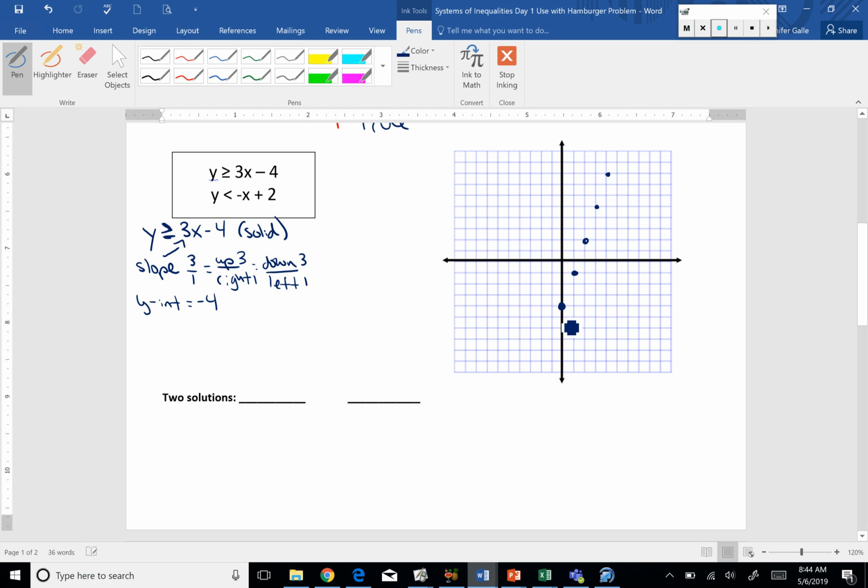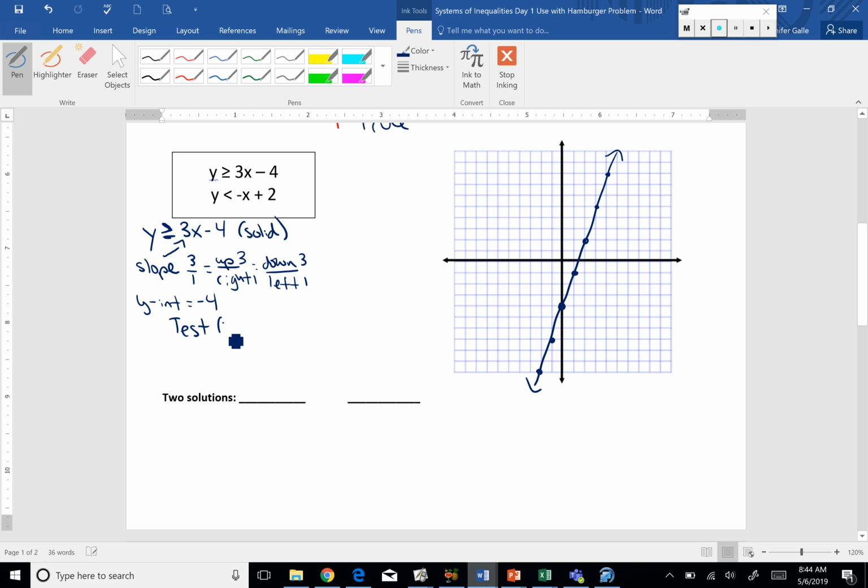Or we could go down 3 and left 1. We said solid line, so I'm going to do my best to draw that in here. You guys can use your straight edges. We said it was going to be solid. Let's go ahead and test. This is a nice review for us.